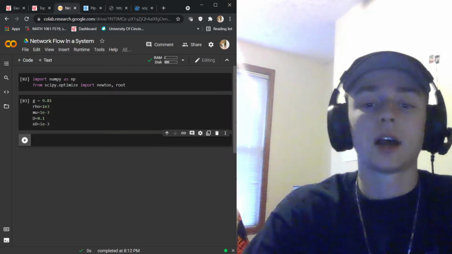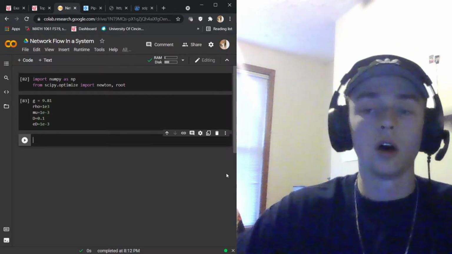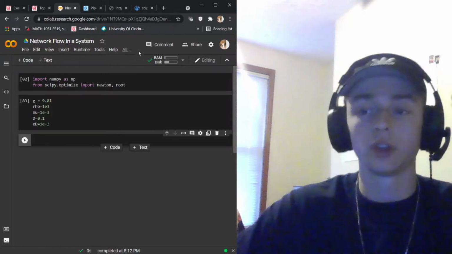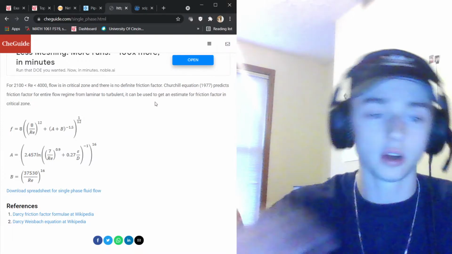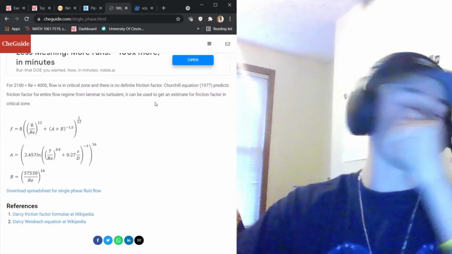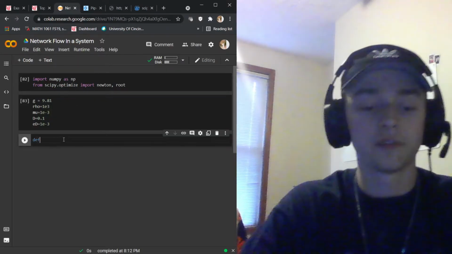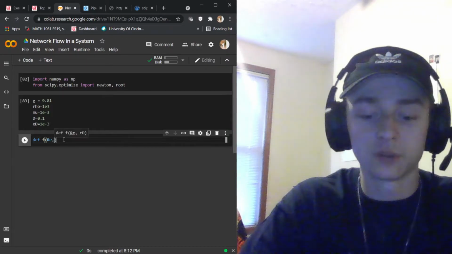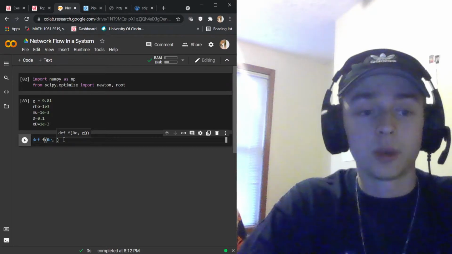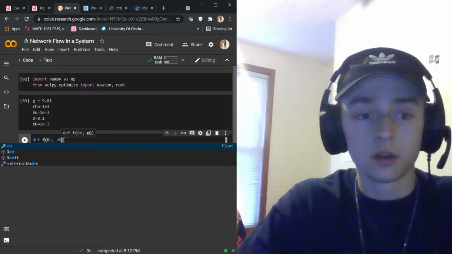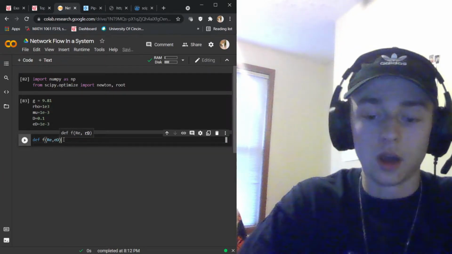So what we're going to do now is define the friction factor of the fluid in our system. And we're going to use the Churchill equation. The Churchill equation predicts the friction factor of our entire network. And so we're going to define the friction factor, which is dependent on the Reynolds number, which is rho dV over mu, and the relative roughness of our pipes.